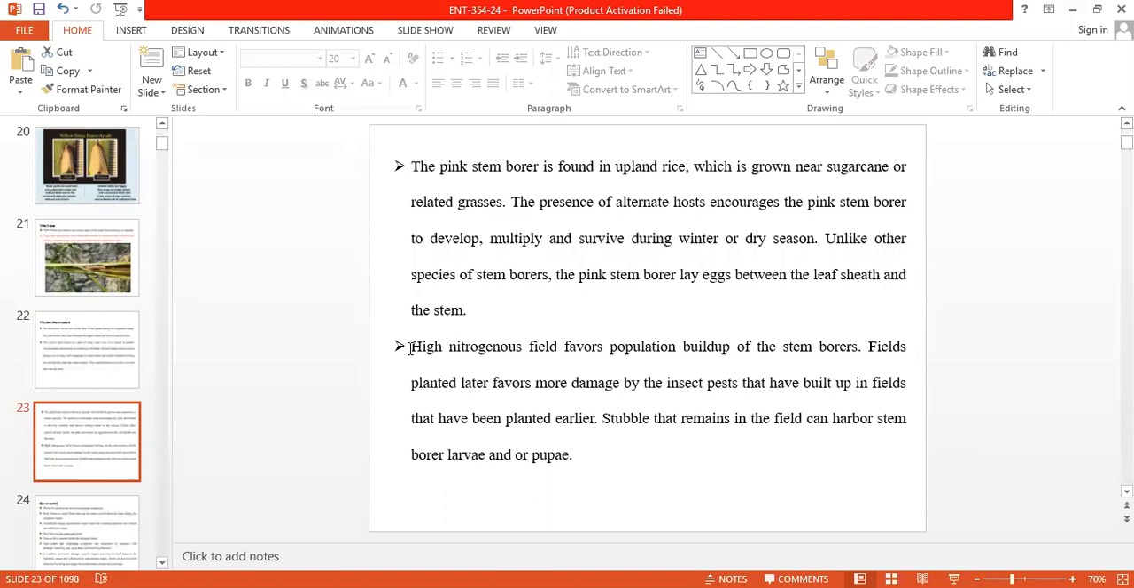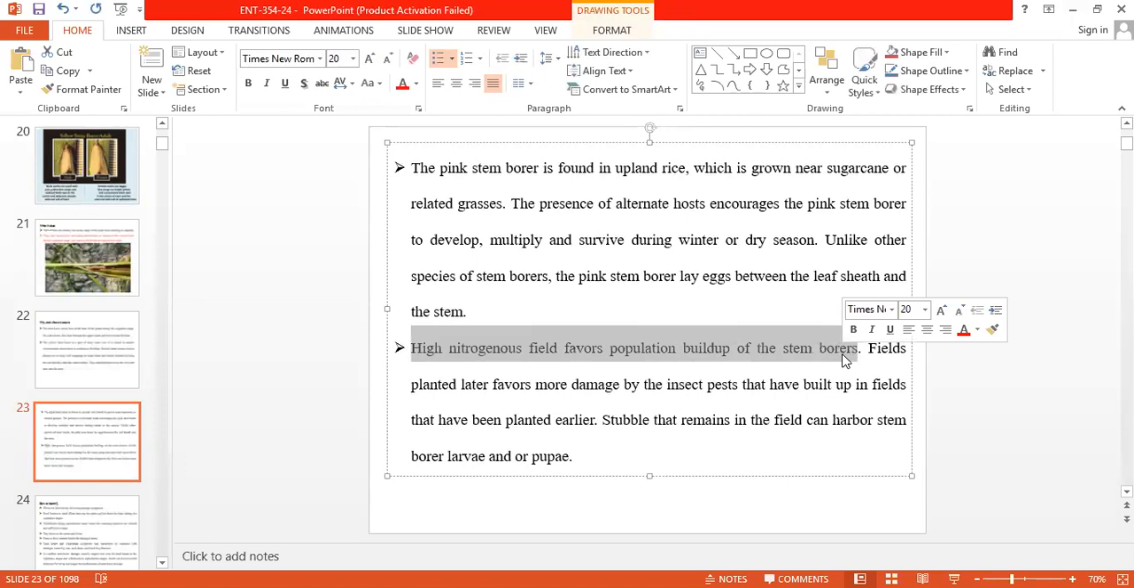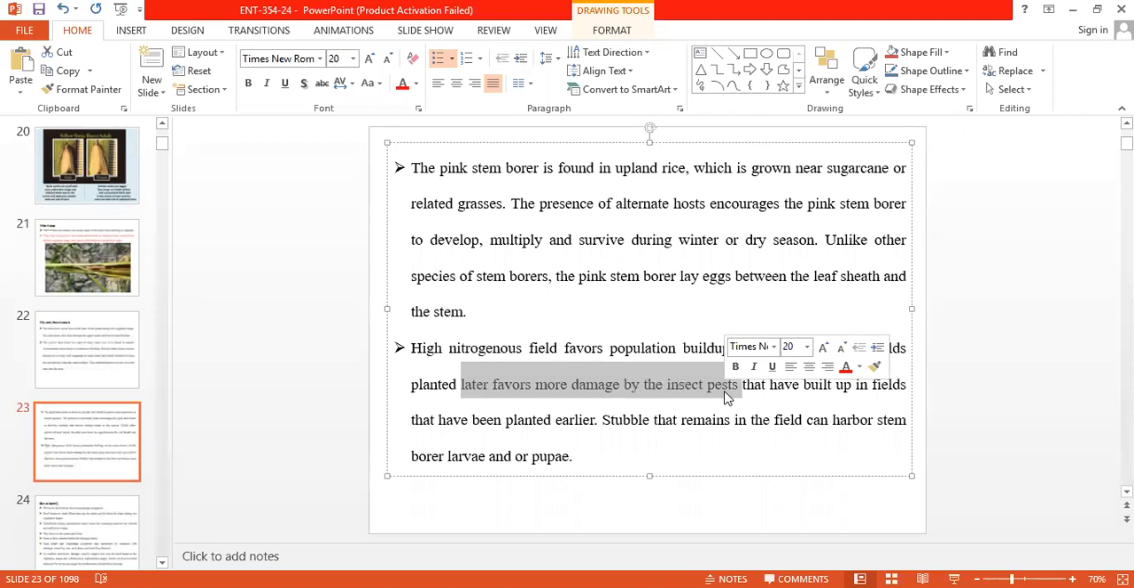Mostly high nitrogenous fields favor population build-up of stem borer. If a high amount of nitrogenous fertilizer is supplied, the yellow stem borer infestation is severe there. Fields planted later are more damaged by the insect pests that have built up in fields planted earlier. If planting is late, the infestation is higher as compared to early planting.